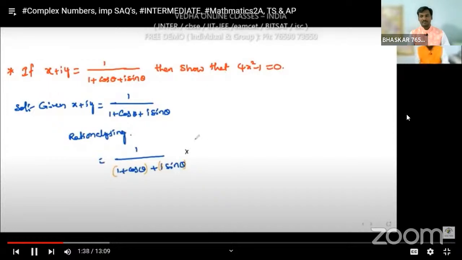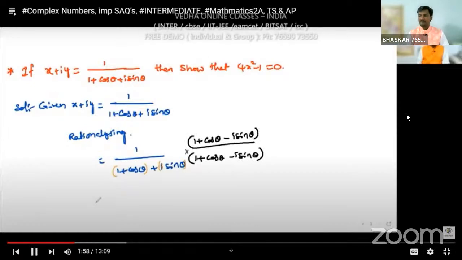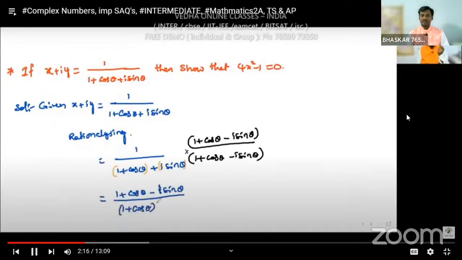So we have 1 plus cos theta plus i sin theta; multiply and divide by 1 plus cos theta minus i sin theta. After that, the numerator is as it is: 1 plus cos theta minus i sin theta, whole divided by (a plus b) into (a minus b), that is a square minus b square. A square is 1 plus cos theta whole square, minus b square.